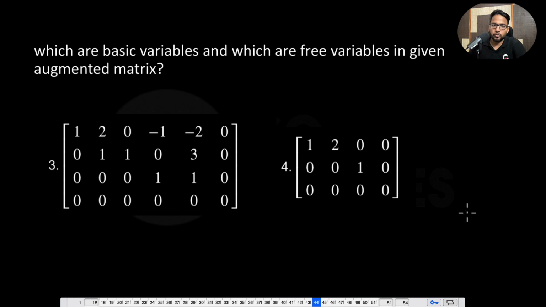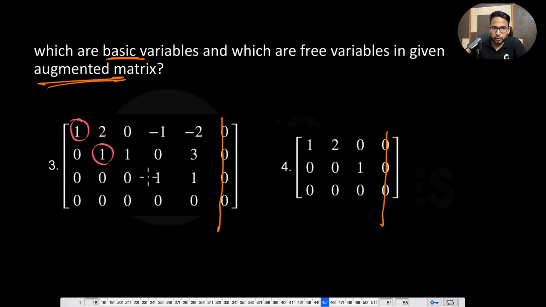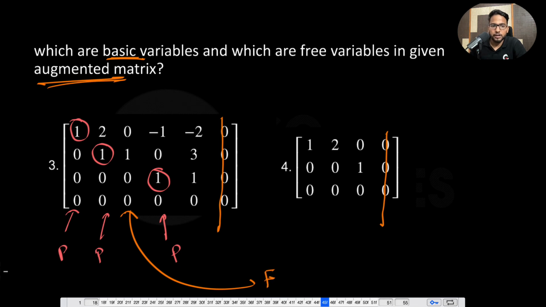Now let's just solve one more question. Here they're asking what are the free or the basic variables in the given augmented matrix, right? So again, you do not need to consider this last column, because of the word augmented. Now just answer this question. Here you will say this is pivot, this is pivot column, this is again pivot column, and this is not the pivot column. So these three columns are the pivot columns, and this column is basically a free column. Okay, so that's how you can find out pivot column and free column.